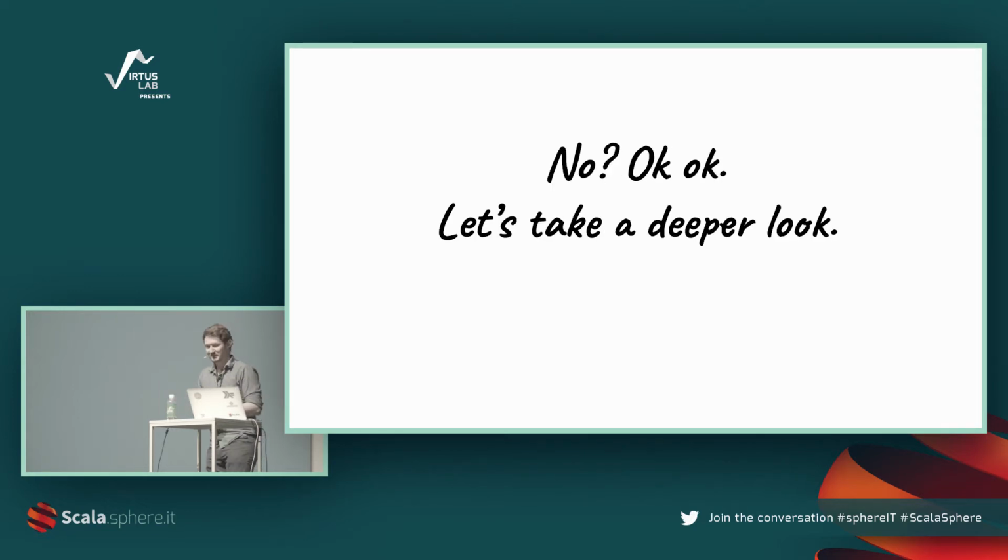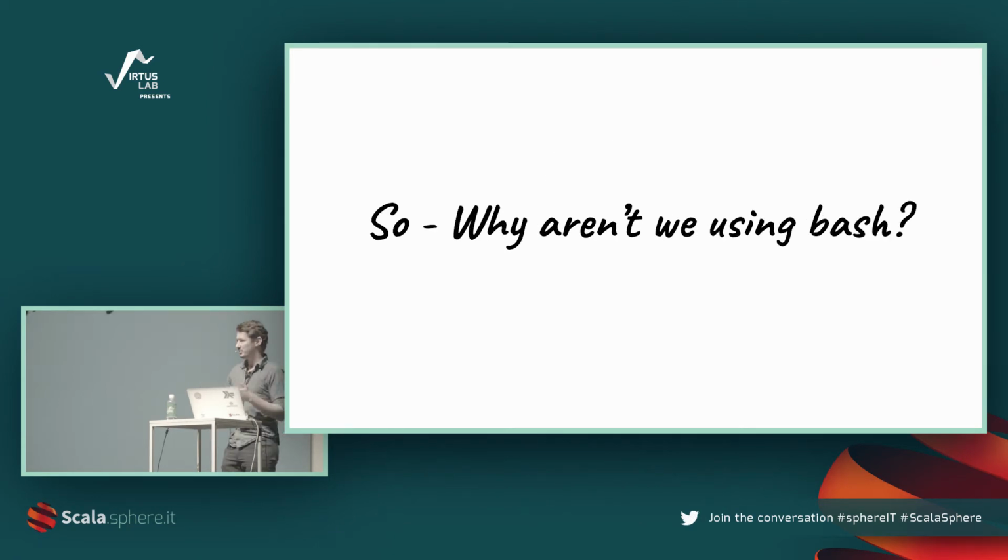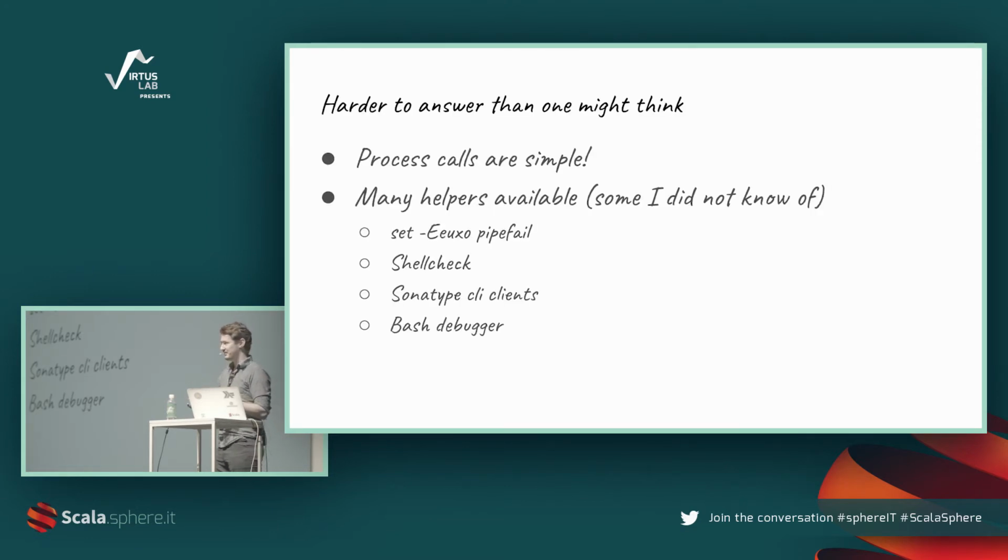Or maybe not. Okay, so let's take a deeper look. Why aren't we using bash for builds? It was really quick to do, right? And this may be harder to answer than you might think, because process calls are really simple. Usually processes have very simple interfaces to call, and there are actually many helpers available, some of which I didn't really know before I prepared this talk. For example, there are a bunch of flags you can give to bash, which makes bash scripts a lot safer. Pipe fail and a bunch of other parameters.